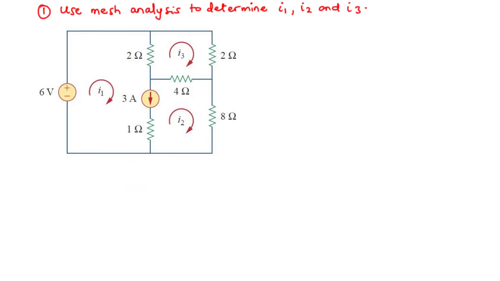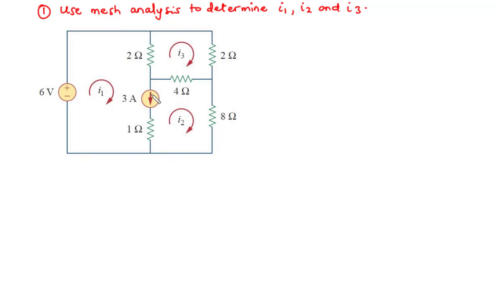So let's take this example. In example 1, we are going to use mesh analysis to determine the currents I1, I2, and I3. Now to solve this problem, the first thing we need to check is if we have a current source in only one mesh. Now the answer is no. The second thing is to check if we have a current source in between two meshes, and the answer is yes, we have a current source between mesh 1 and mesh 2.